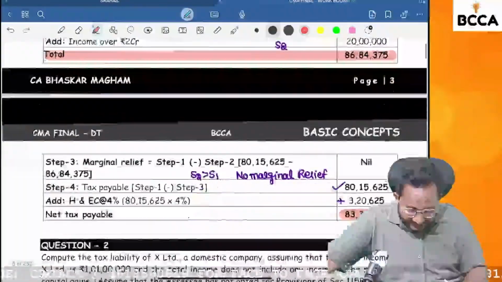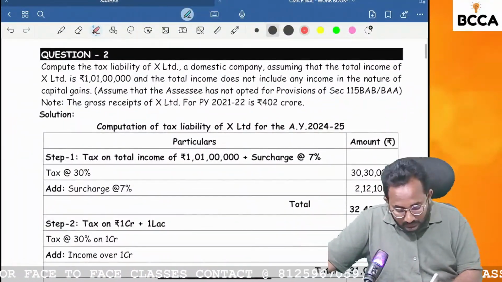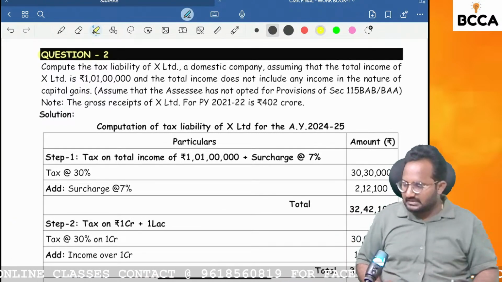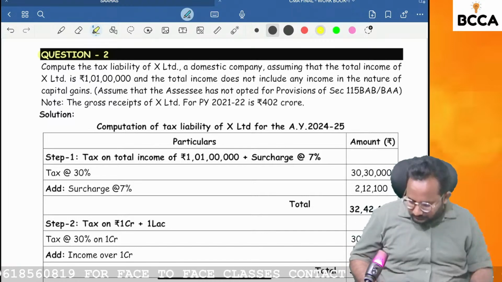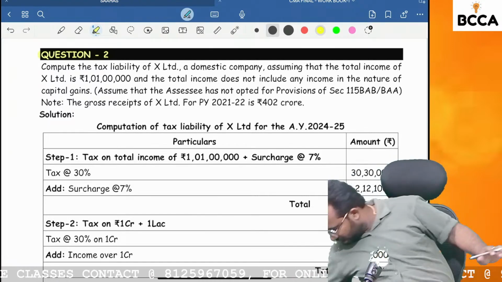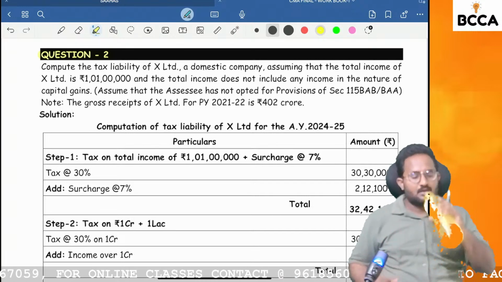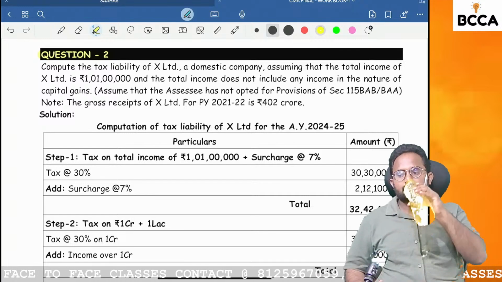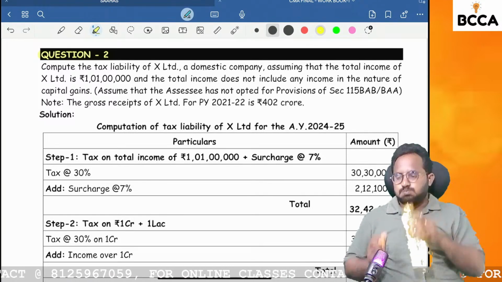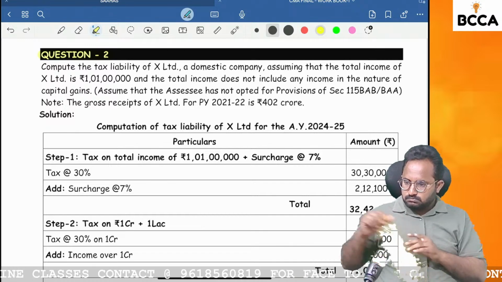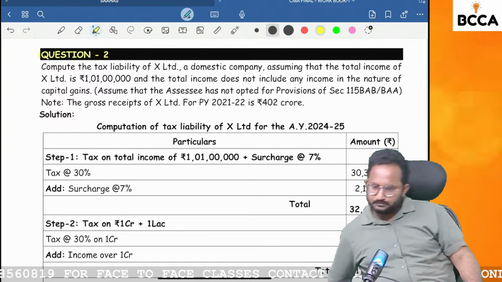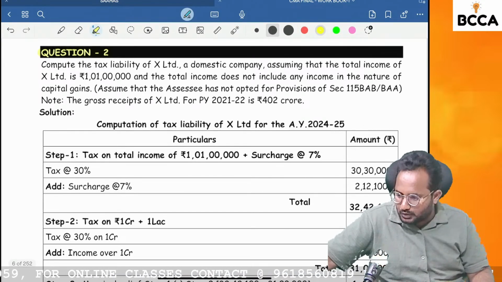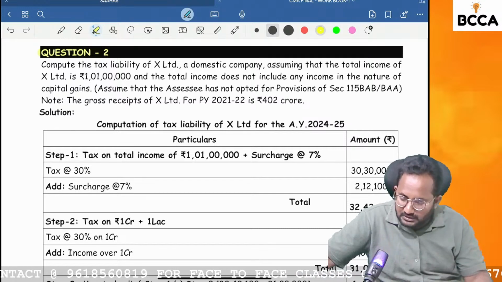For a change, I want to go with company-related marginal relief. Shall we start the calculation, all of you? Please give me confirmation. Shall we start question number 2? This is a marginal relief question with respect to the company.